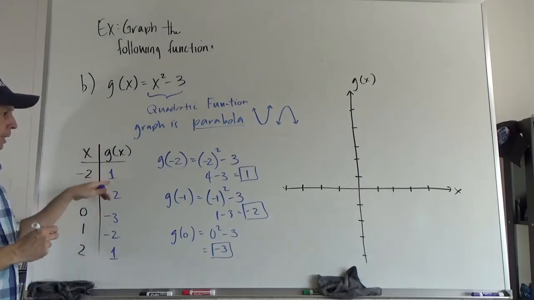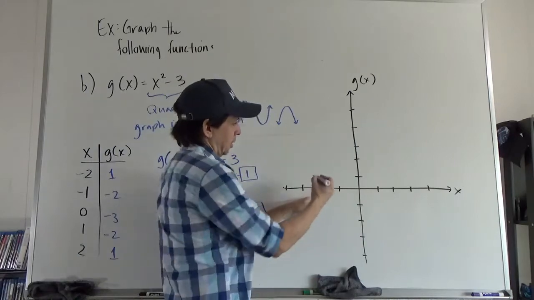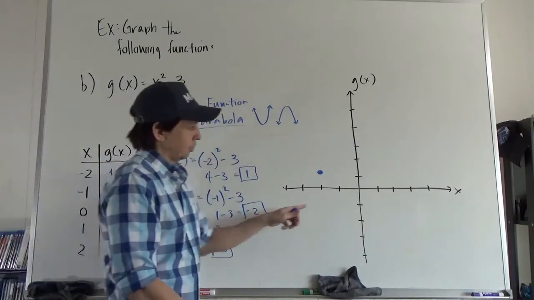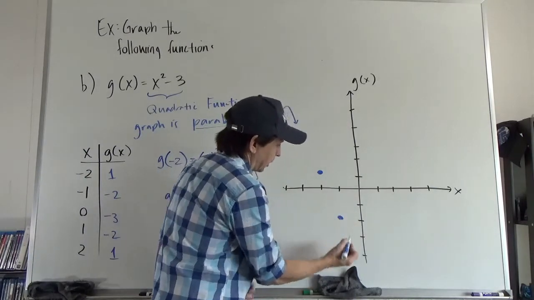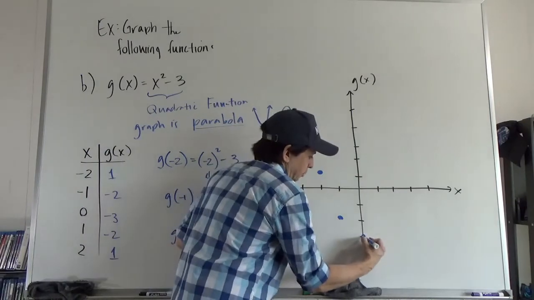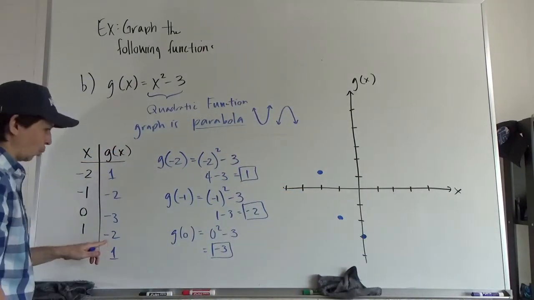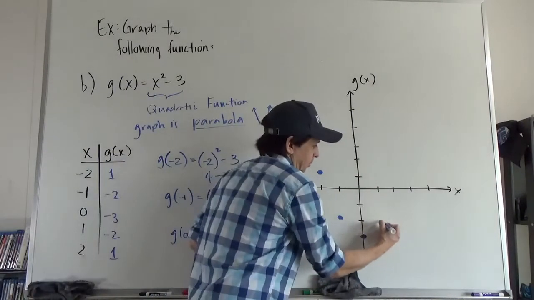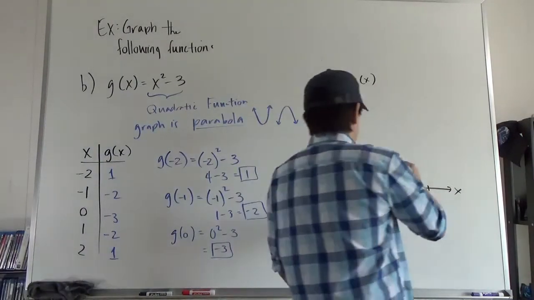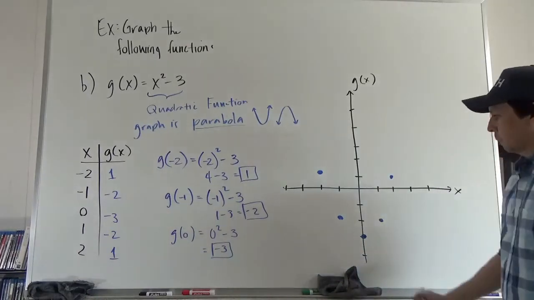Okay, -2, 1 is right there. -1, -2. Be careful with that one, that's down there. 0, -3. 1, -2. And 2, 1. Okay, and there it is.